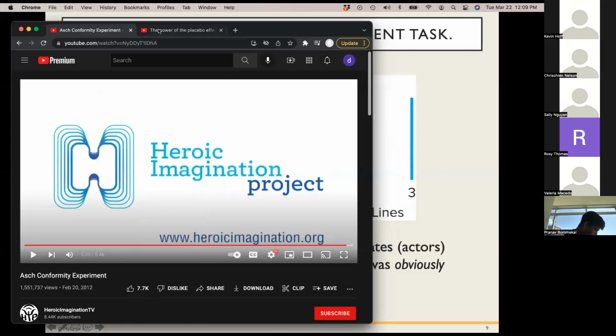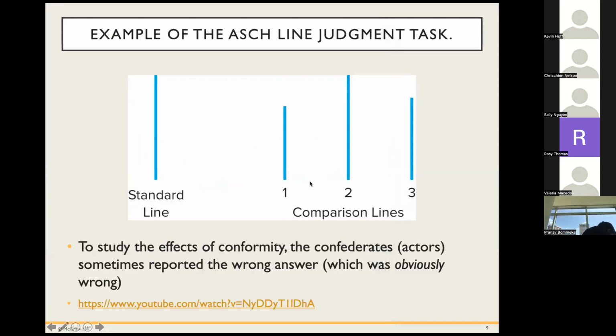All right. So that's the overview of that. As I said, it's a very famous psychology study because it shows that people will say things that they blatantly know are wrong just because they don't want to sort of stand out.